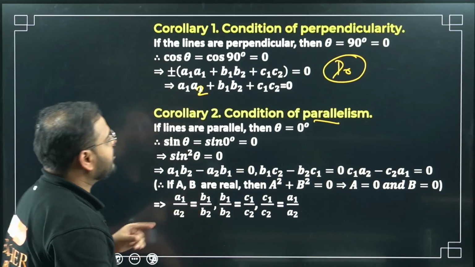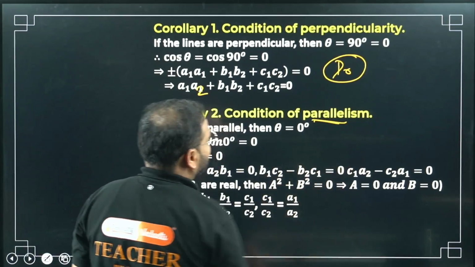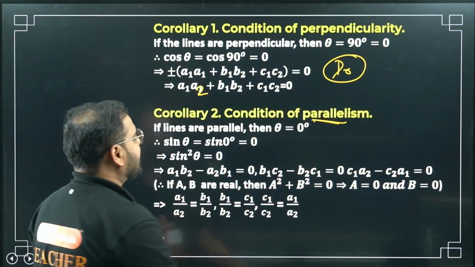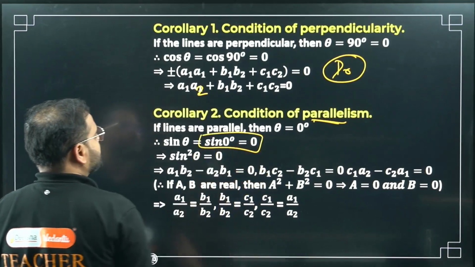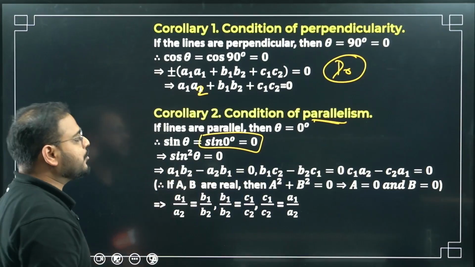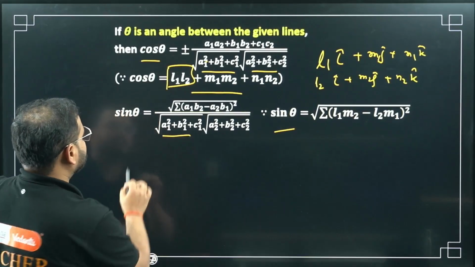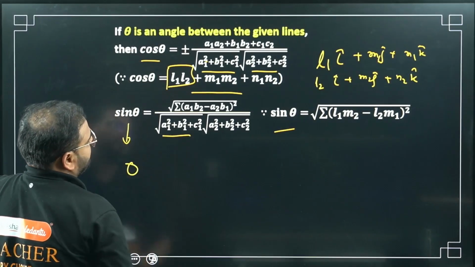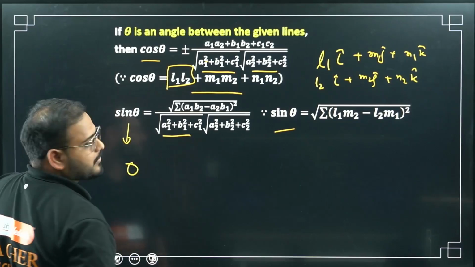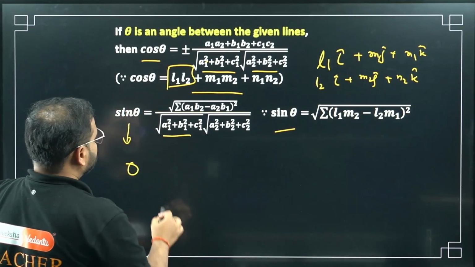Okay. Now in the case of parallelism, means for the parallel lines, what will happen? So theta is 0, so sin theta will be 0. So if sin theta is 0 means sin square theta is 0. Please check now. Basically from here I'm saying this will be 0, right? Now what you can do? Multiply this thing over here. Okay, the whole thing will be 0. Now you can take what?